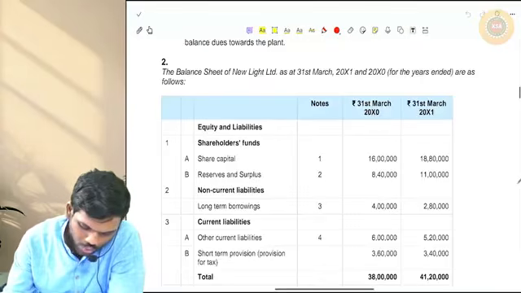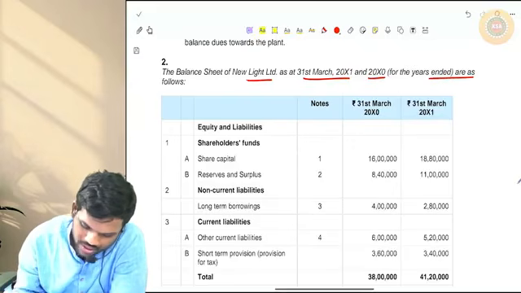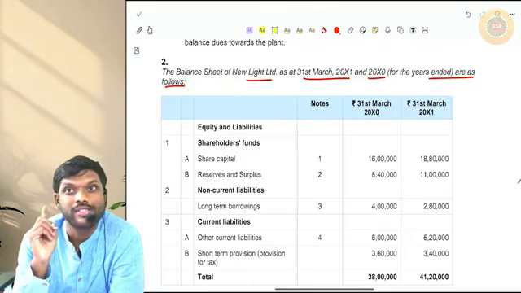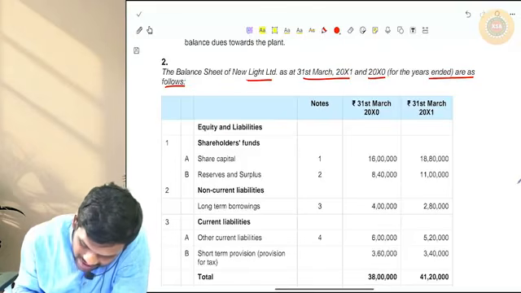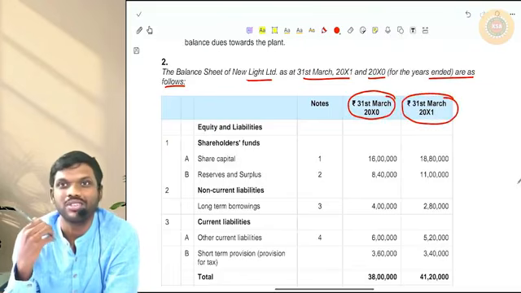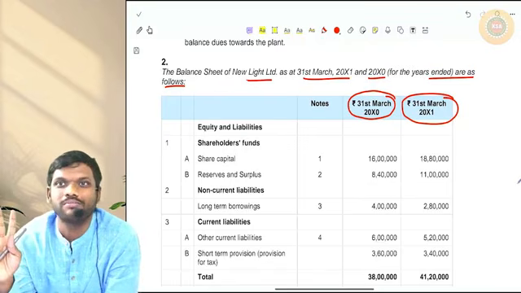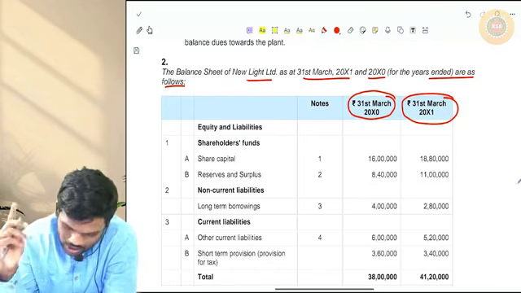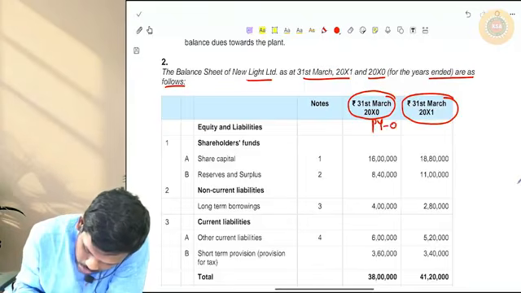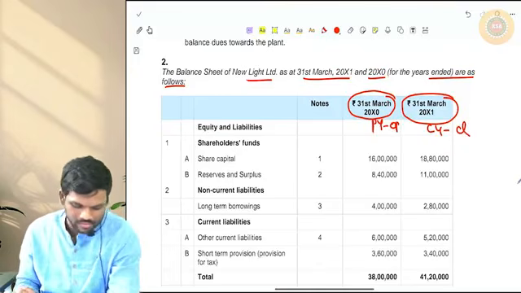The balance sheet of New Light Limited as at 31st March 20x1 and 20x0 for the years ended are as follows. So, remember guys, one thing I want you to see very carefully is this date column, see that perfectly, because if you see that wrongly or in an opposite way, your entire answer will go in reverse. I don't think ICAI will award you any marks. So please see this date properly. So this is previous year, which is opening. This is current year, which is closing. Ensure you first see that correctly.